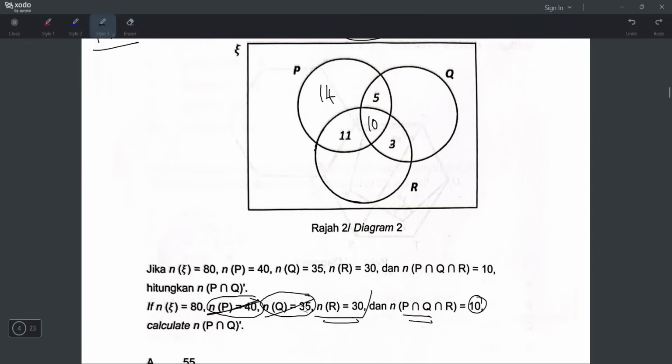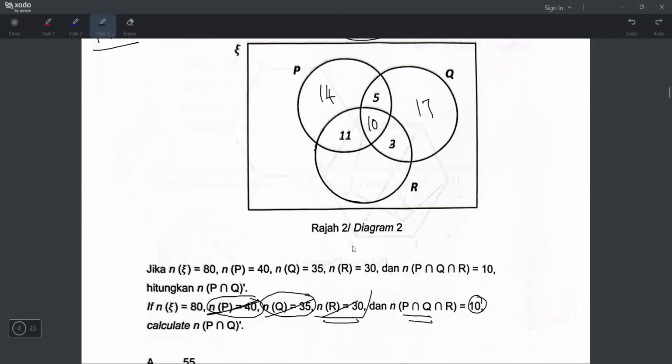Now for the next one, NQ is 35. So you can see Q is this four region add together. And now there's only one kawasan yang you tak tahu. So you can take 35 minus 5 minus 10 minus 3. And you will get 17, right? Okay, you can use a calculator to help you.